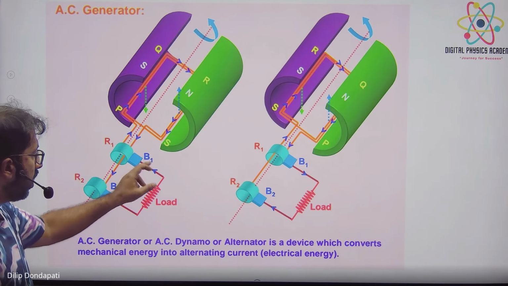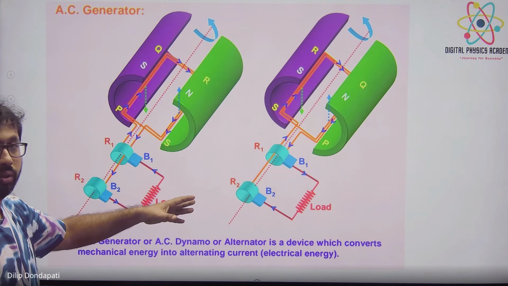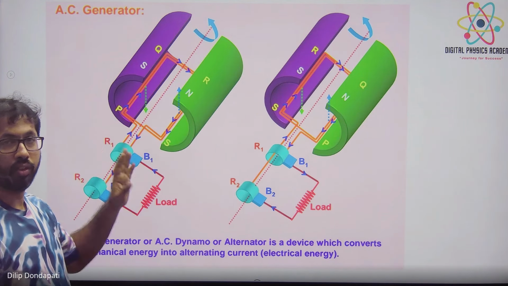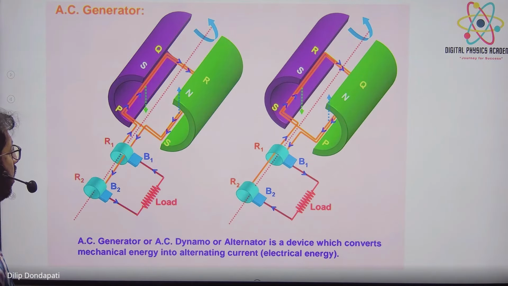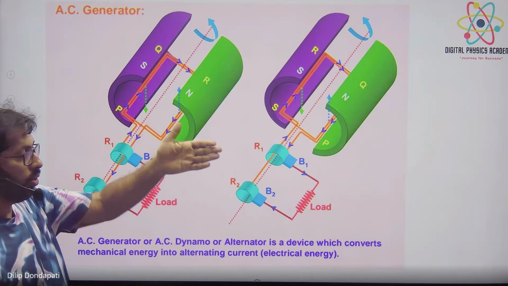From here we will get the output. We can connect it with a bulb or fan, or we can give it as input to the house, so that all the equipment will work. Okay, from the AC generator. So what is the function, what is the working, see. So initially you put a coil like this.